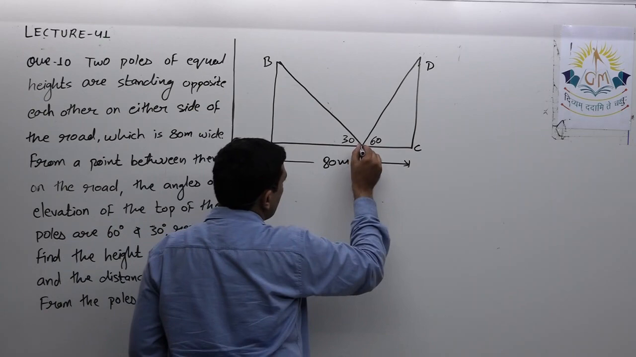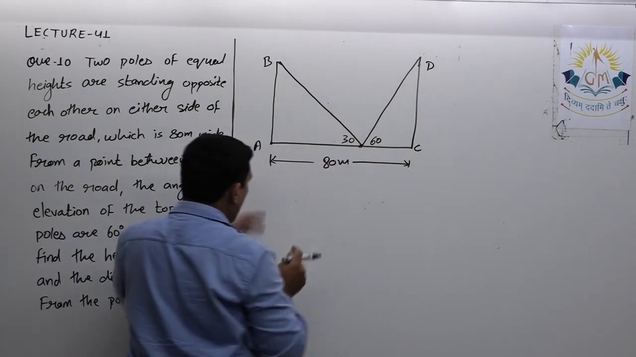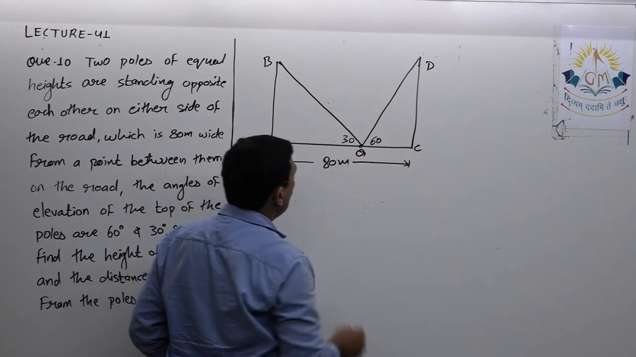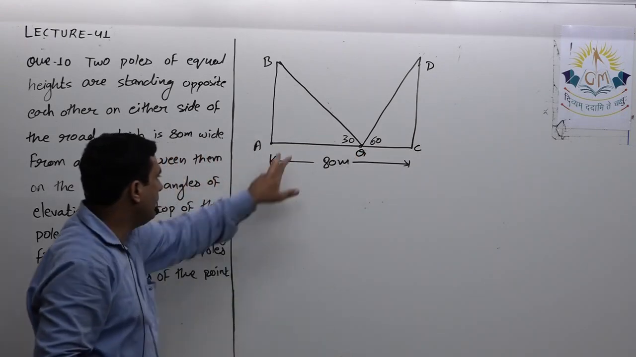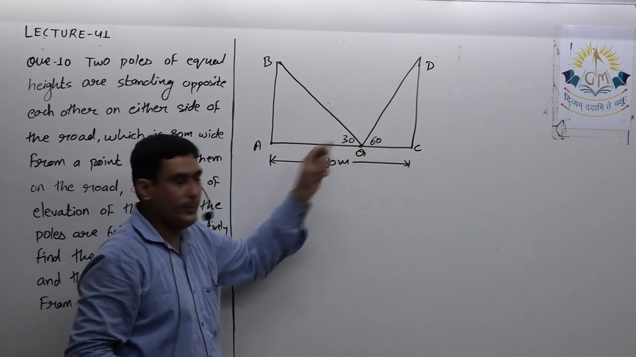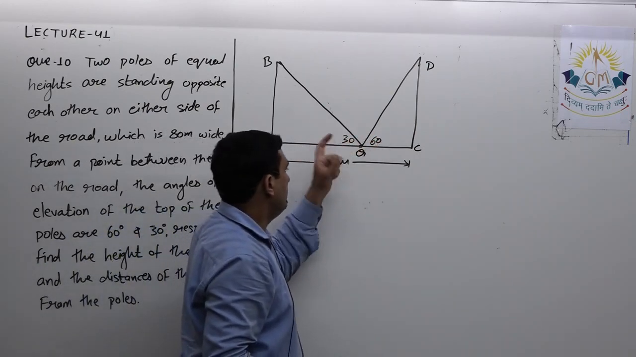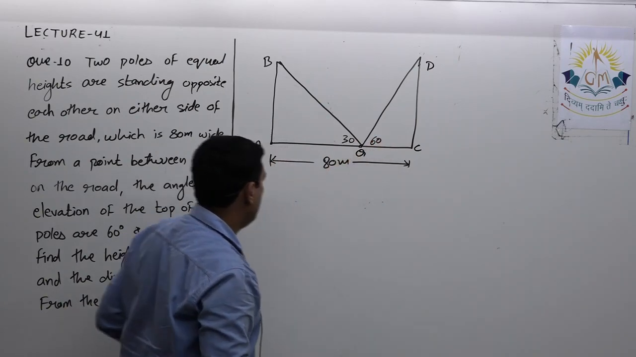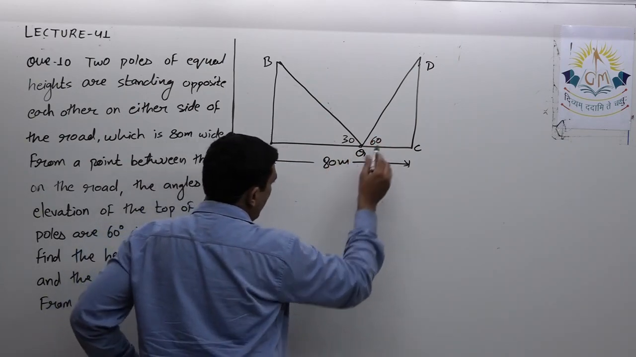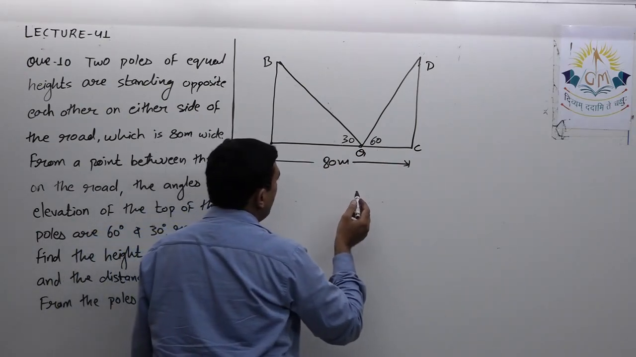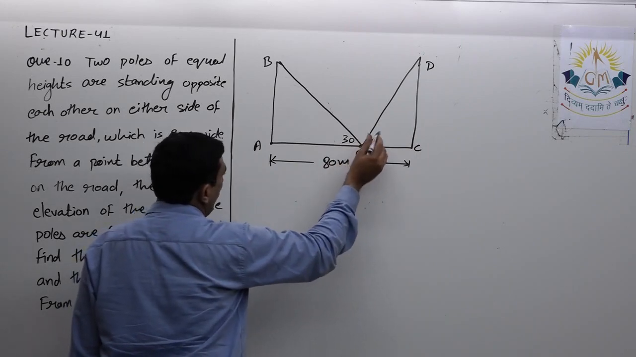As we do not have the length of this portion, I'm assuming the point is Q between them. As we do not have the lengths AQ and QC, we can't say whether 30 will be here or 60 will be here. Definitely, as this is 60, the perpendiculars are the same. This way I took here.